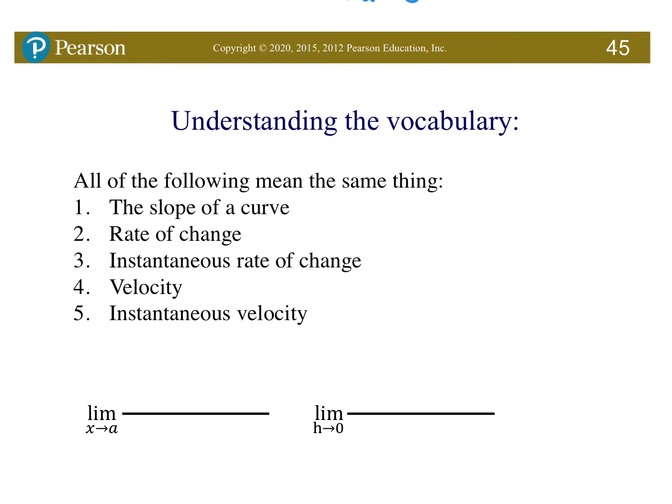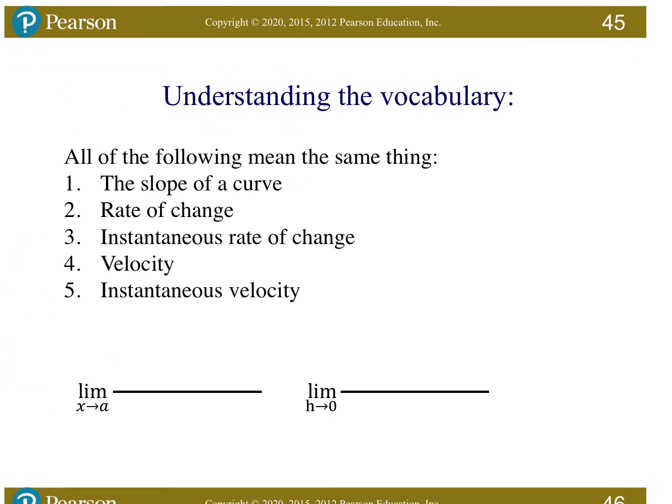All right, so here we go. To wrap up everything we've done, there are 5 ways that you can be asked. Actually, I'm going to add a 6th. I just thought of another one. All of these things mean the same: slope of a curve, rate of change of a curve, instantaneous rate of change of a curve, velocity, instantaneous velocity. Let's add the word derivative. Ooh, I just thought of another one. Goodness, my list is too short. Tangent.